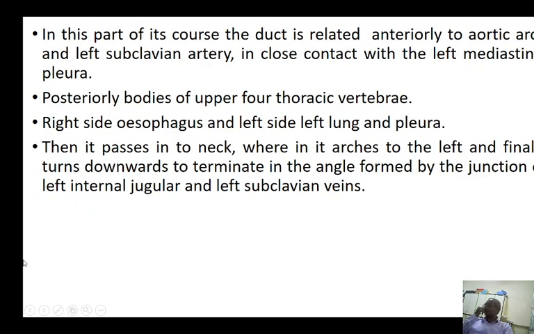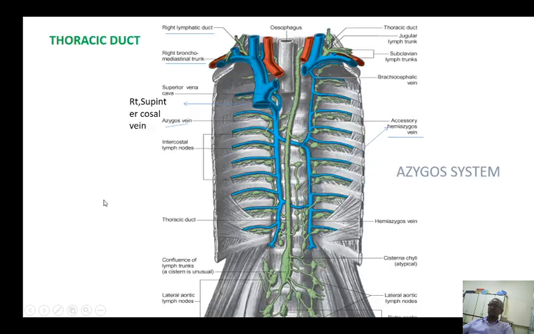In this part, of course, the duct is related anteriorly to the aortic arch, the subclavian artery, in close contact with the left mediastinal pleura. Posteriorly, the bodies of the upper four thoracic vertebrae. Right side of the esophagus and left side, the left lung. So the thoracic duct is related to the esophagus on the right side and related to the left lung and pleura on the left side. Then it passes into the neck where it arches to the left and finally turns downwards to terminate in the angle formed by the junction of the left internal jugular and left subclavian veins.